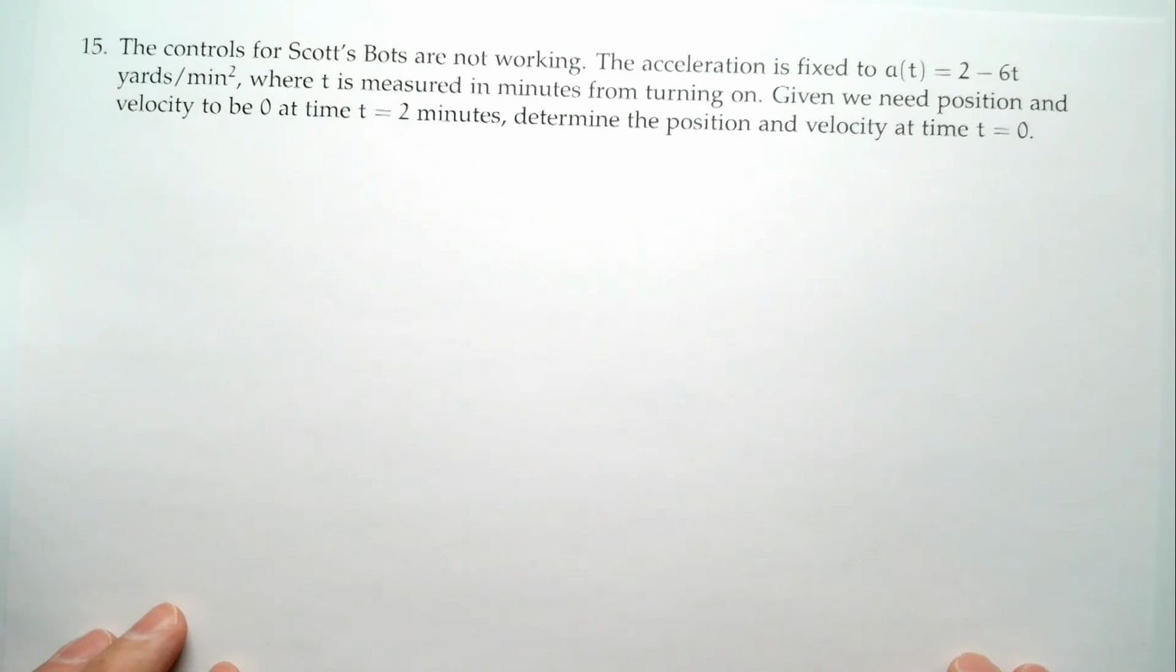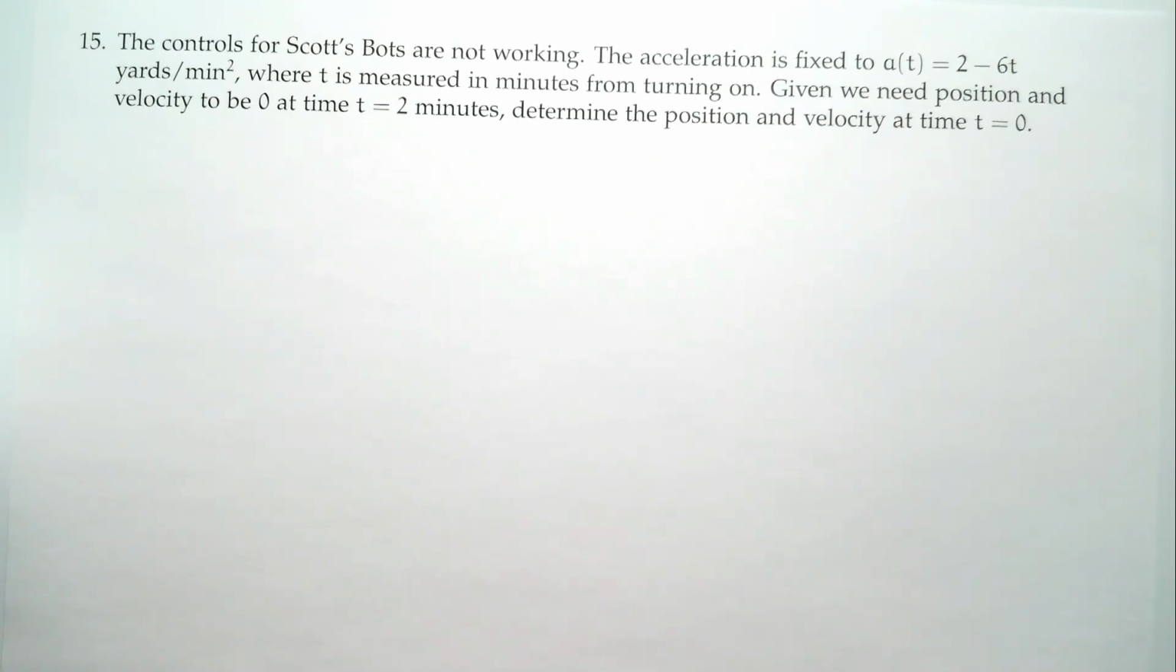All right, moving on. The controls for Scott's bots are not working. The acceleration is fixed to be acceleration of t is 2 minus 6t yards per minute squared, where t is measured in minutes from turning on. Now, given we need the position and velocity to be 0 at time t equals 2 minutes, determine the position and velocity at time t equals 0. So this machine has broken, and we need to somehow make sure we can land it safely at 2 minutes. So at that time, it's not moving up or down, velocity is 0, and it's actually at ground level.